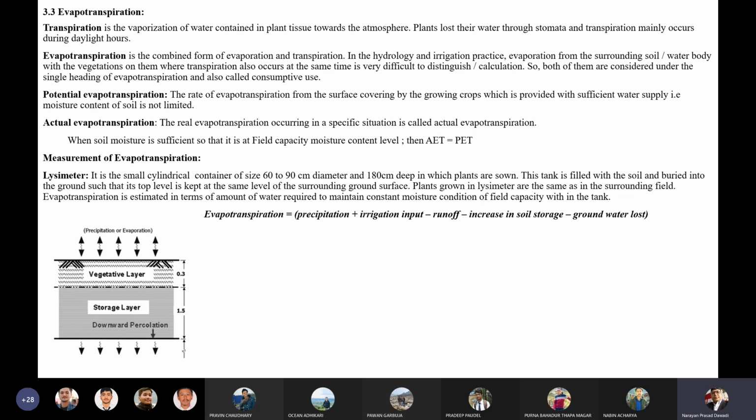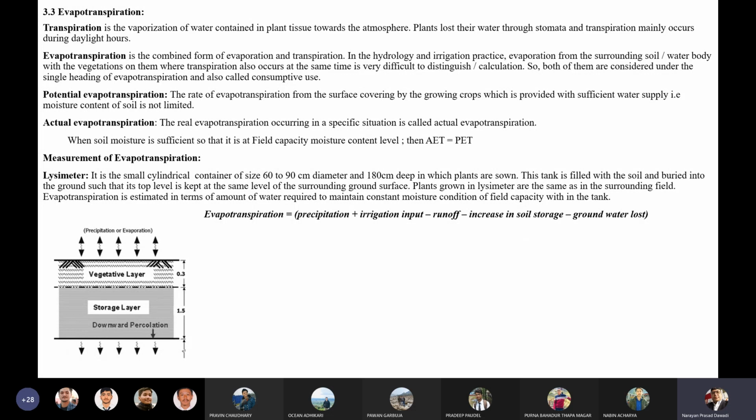This lysimeter is a simple cylindrical container having the size 60 centimeter by 90 centimeter and 180 centimeter deep. On this lysimeter, the crops are sown and the water is applied to the crops. This cylindrical container or tank is filled with the soil and buried into the ground, so that its top level is kept at the same level as the surrounding ground surface. Plants grown in the lysimeter are the same as in the surrounding field.